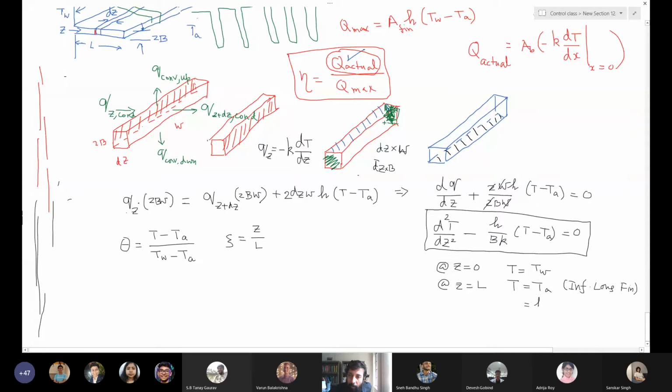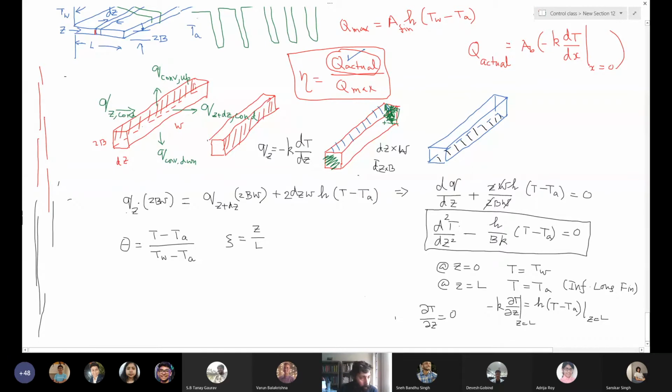Another more physically relevant boundary condition: conductive heat flux at the fin tip is same as convective heat flux at the fin tip. This is called the convective boundary condition. Another boundary condition is the adiabatic fin tip condition. So that we can say that from the fin tip there is no heat loss, as if the fin tip is insulated.